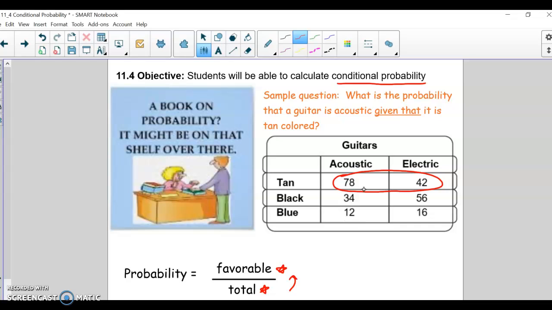We're going to use things called two-way tables, where we divide the information up into different categories. And so we're going to do conditional probability 2 days, today with these tables and then tomorrow with something called a tree diagram.